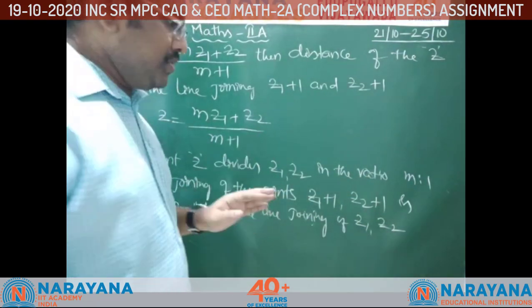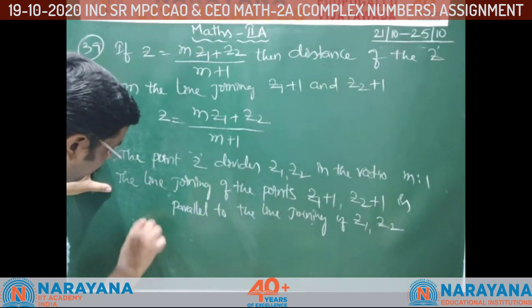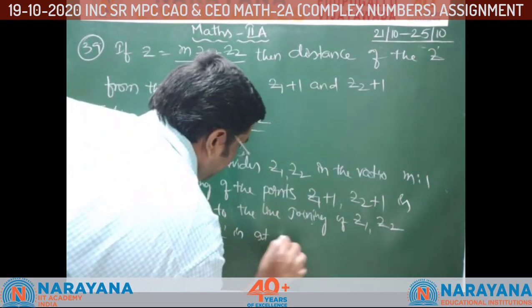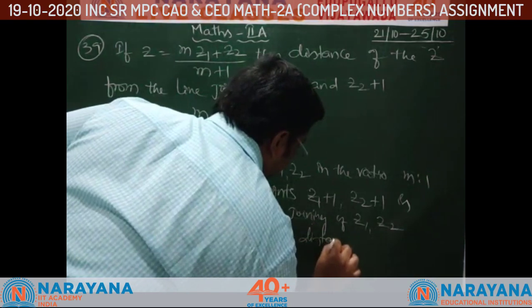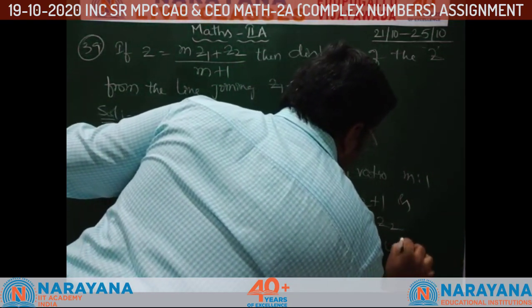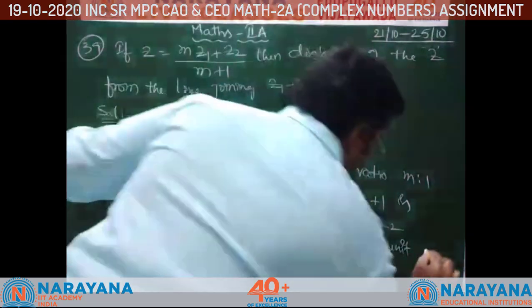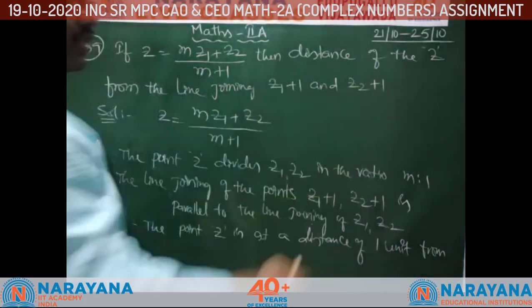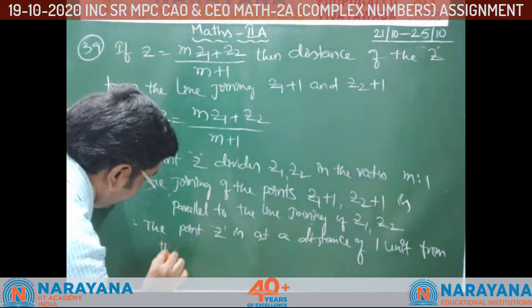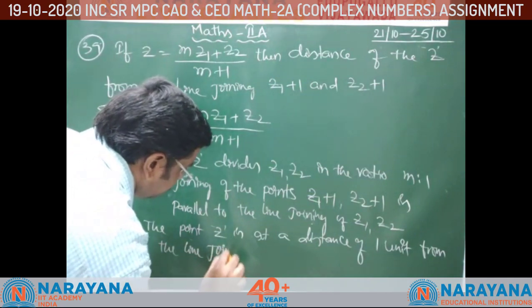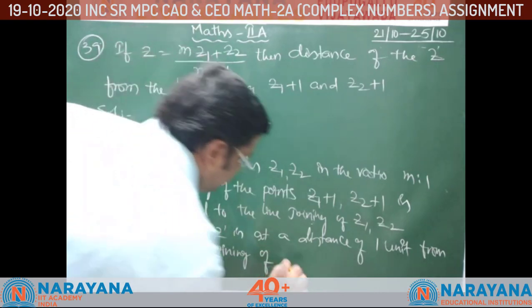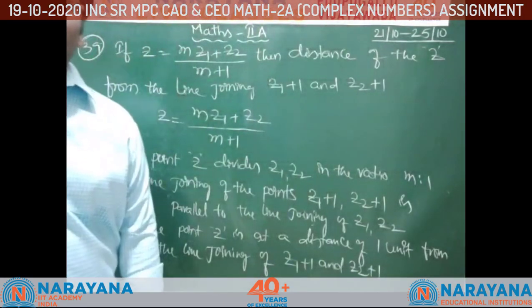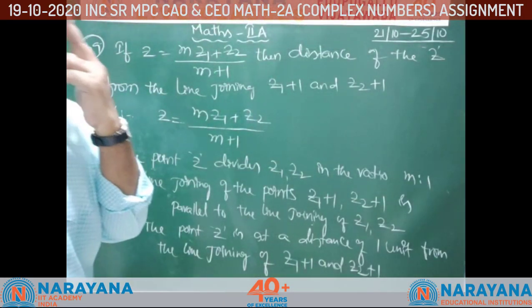Therefore, the point z is at a distance of 1 unit from the line joining z1 plus 1 and z2 plus 1.